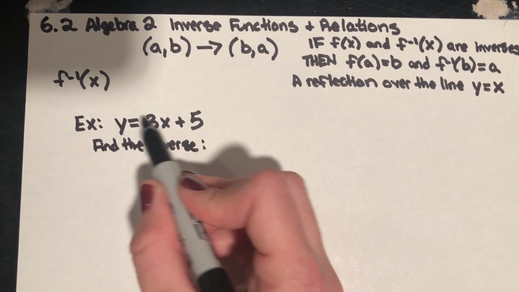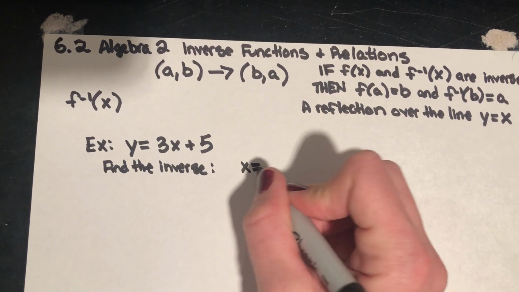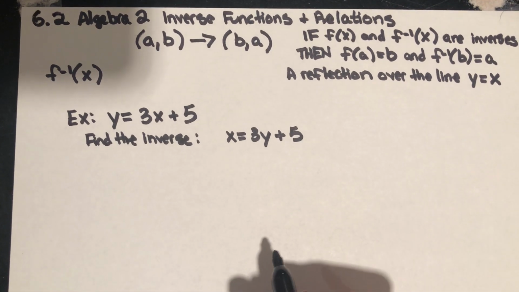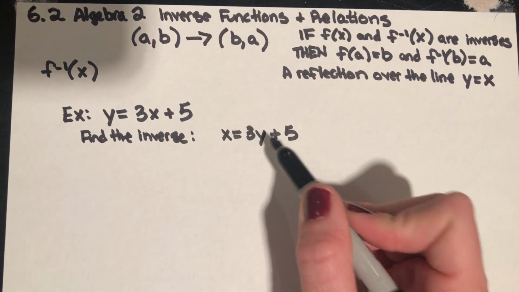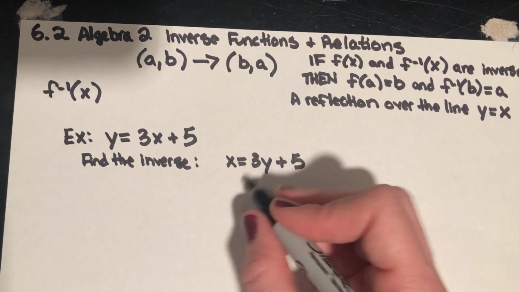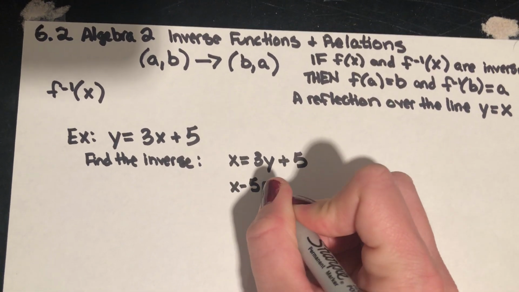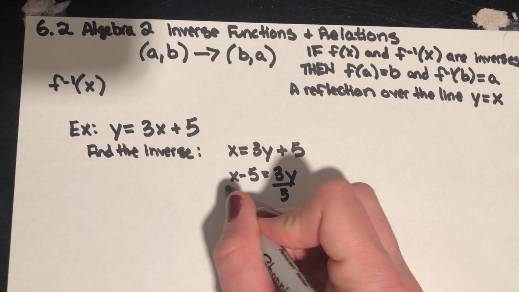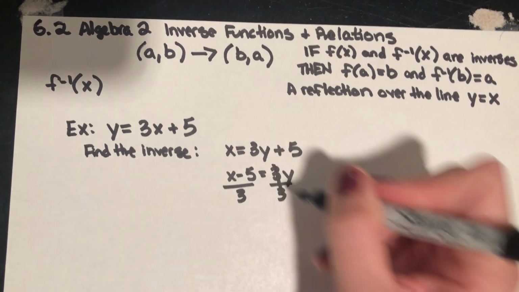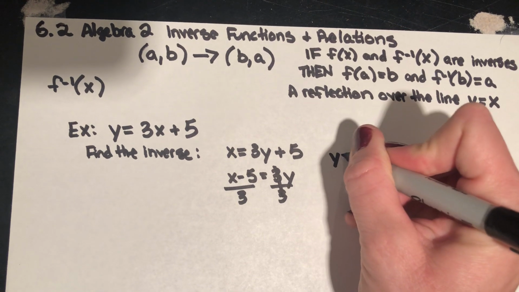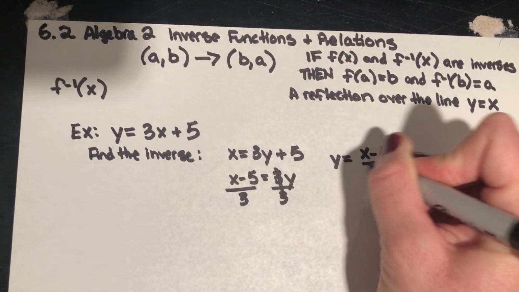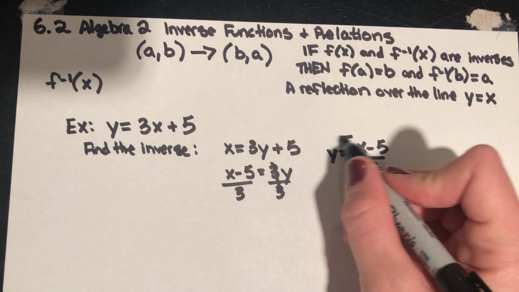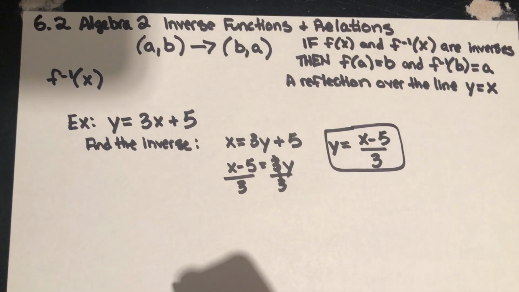What I'm going to do is switch the x and y. So I'm going to go x equals 3y plus 5. And I'm now going to solve my equation for y. So that means I'm going to subtract 5 from both sides: x minus 5 equals 3y. And divide both sides by 3. So that cancels out, and I have y equals (x minus 5) over 3. This is actually my inverse. Right there, that is my inverse.